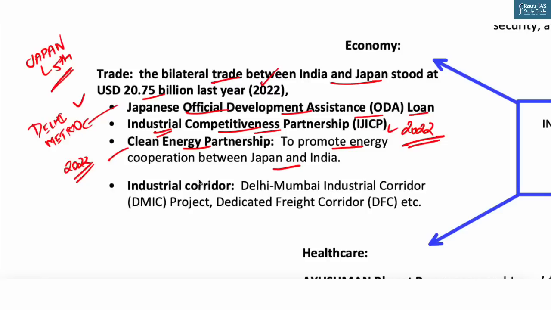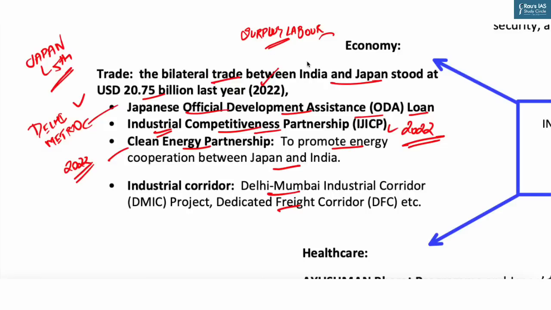Further, Japan is also helping in building multiple industrial and infrastructural projects like the Delhi Mumbai Industrial Corridor, dedicated freight corridor, etc. Also, you should know that Japan's working age population is reducing, and in this respect, India, with its surplus labor force, can provide workers for Japan's need.